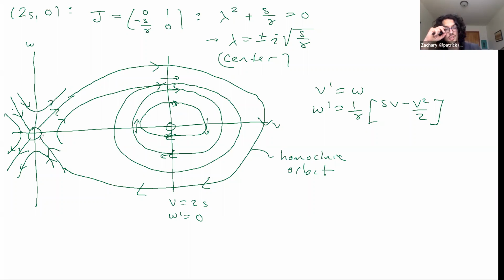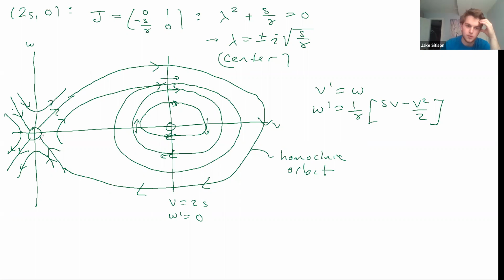Yeah, because otherwise you're going to have trajectories crossing, right? Because you know that they don't spiral into the point, and you know that they don't spiral out of the point. If you don't have them all sort of stacked like concentric orbits, then you're going to have trajectory crossings.